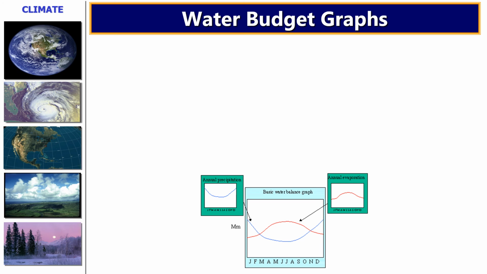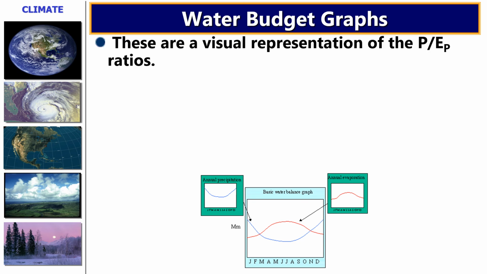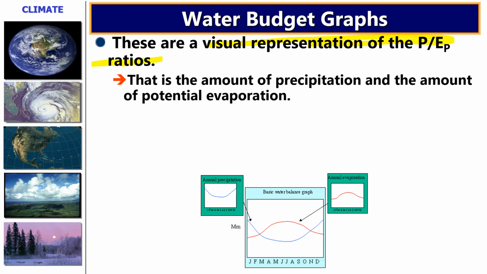That takes us into our last thing here, water budget graphs. And I actually drew an example of part of a water budget graph earlier. And this all goes back to our climate type chart that we did at the very beginning, 22 minutes and 27 seconds ago. So water budget graphs are the visual representation of the PEP ratios.